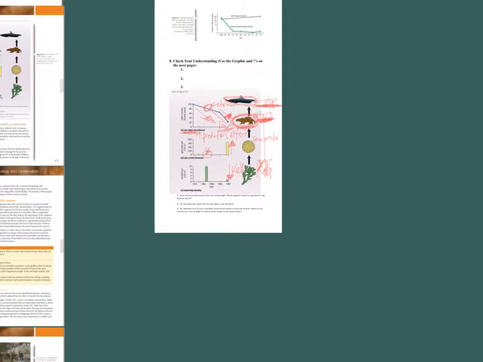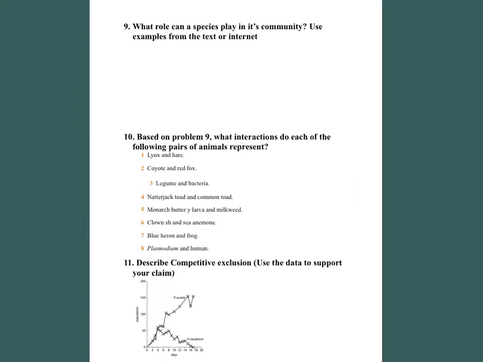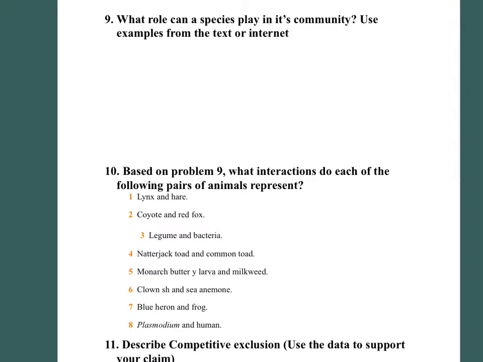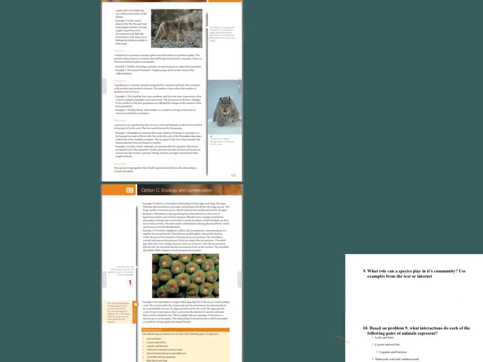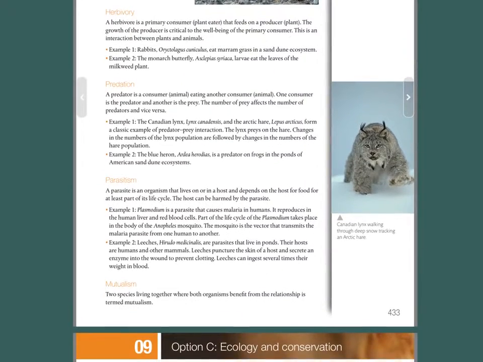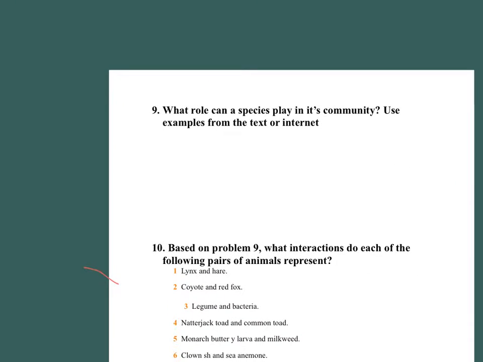So we are going to move forward. So far we've gotten through most of our chapter. These are questions you would answer as you read or after you read the chapter. So what role can species play in its community? These are all the different interactions, which include herbivory, predation, parasitism, and mutualism. So that's all on page 433.